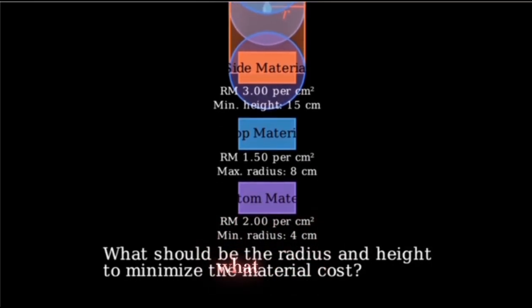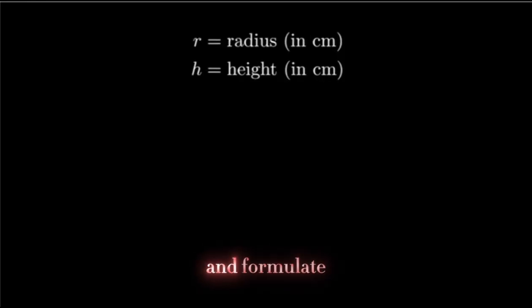The question is, what radius and height should the container have to minimize the material cost while still holding 1 liter, considering the constraints on the height and radius of the container and the cost of the different materials? Let's approach this step by step. First, we need to define our variables and formulate our objective function.